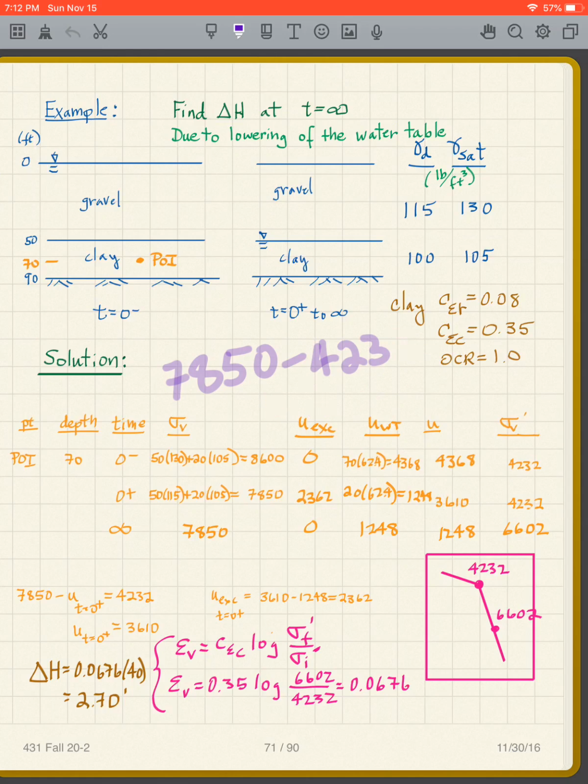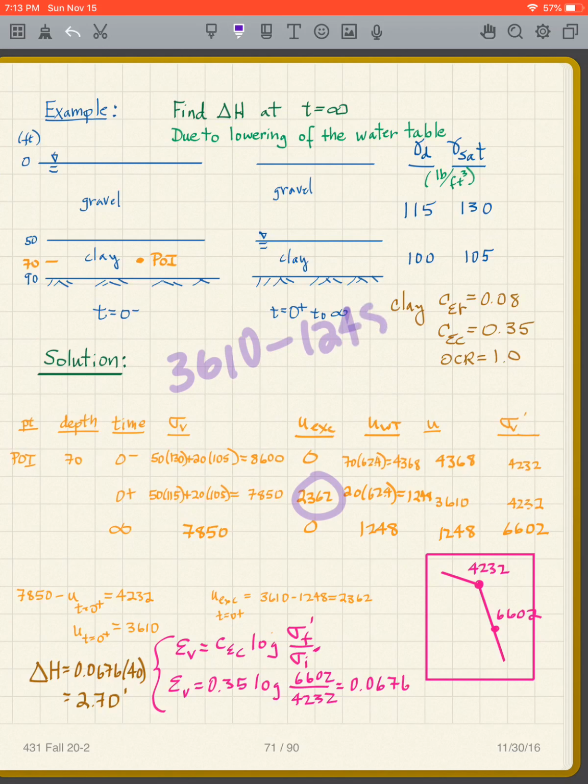And that means that this 2362 comes from the 3610 minus the 1248. So that's going to be equal to 2362. So I'm able to get my excess pore pressure there. Okay. Now, I can fill that in.